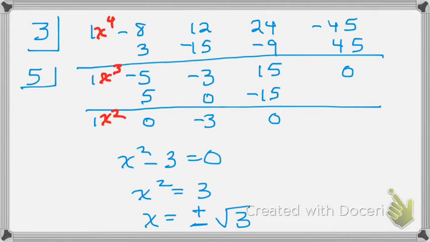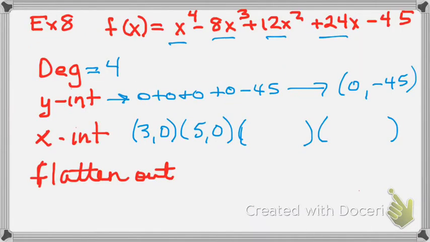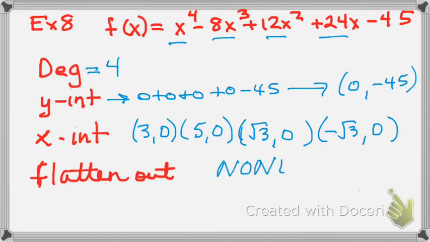All right, so now I can go back to my factored form, or I guess not factored form, but my x-intercepts: radical 3 comma 0, and negative radical 3 comma 0. Okay? Do any of those flatten out? No, none of them do. None of them have a power higher than 1 if you write them in factored form. And that's everything. Everybody okay with that?